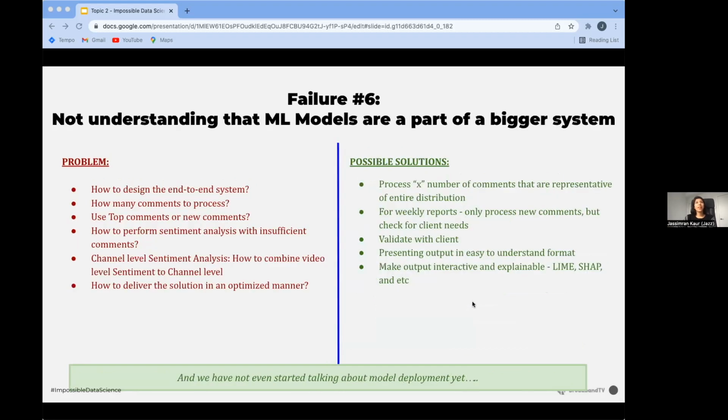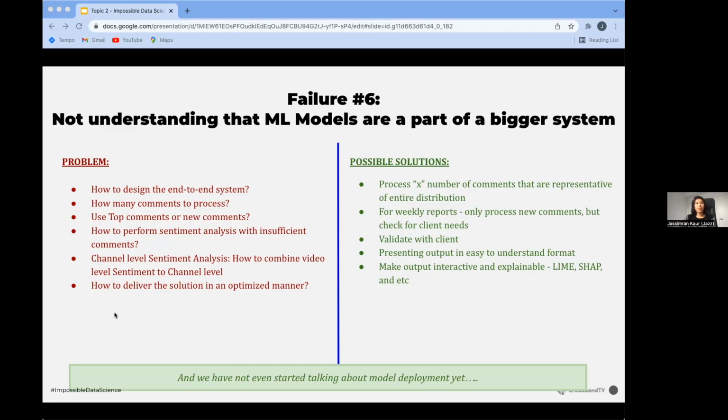And then, okay, next one. Not understanding that machine learning models are a part of a bigger system. We are so hooked onto making this system work. We don't understand that there are ways outside of this model also through which we can improve the overall efficiency of the system. And there are decisions that have to be taken. So for example, how many comments do you really want to process? There are videos with millions of comments. Yeah, it won't make sense to process all of them.